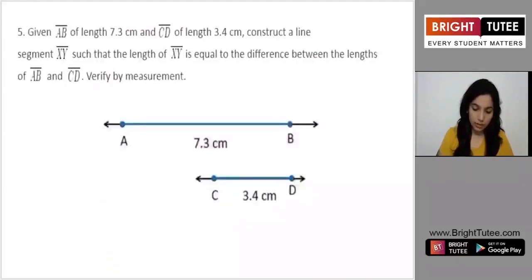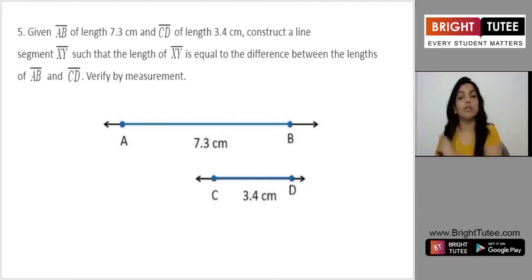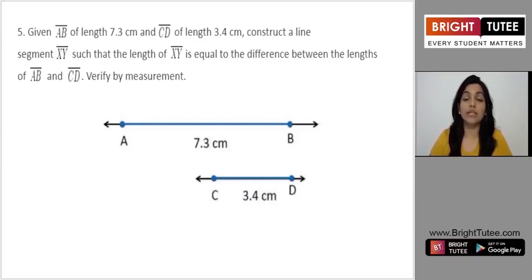Now moving ahead to the next question. Question number 5 says, given AB a particular line segment which is of length 7.3, and we are also given another line segment CD which is of length 3.4. Okay, we are asked to construct a line segment XY such that the length of XY is equal to the difference between the lengths of AB and CD. Verify the measurement. So this is the given part. Here you can see in the image that AB is 7.3, CD is 3.4.